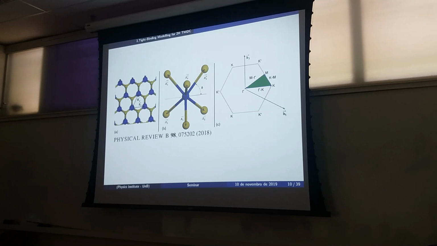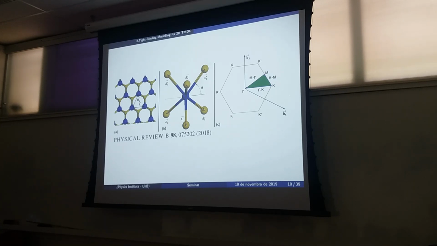You have this direct dependence of the bond length. This is a more sophisticated tight-binding modeling. You can find it in the literature as a total energy tight-binding modeling, but it's not the case of my model. My model is more simple. The model is just based on the electronic structure.